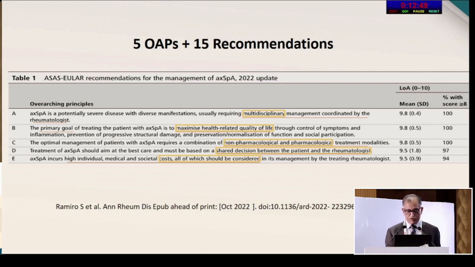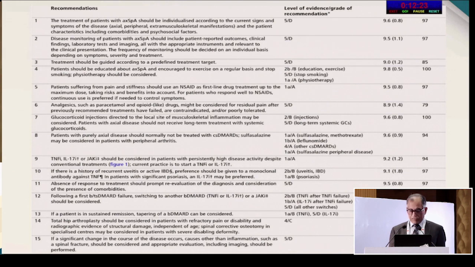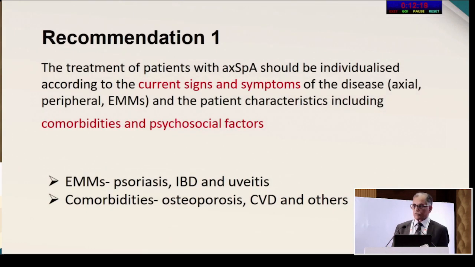The third is that optimal management has to comprise 2 major things, pharmacological as well as non-pharmacological management. Both are very important. The fourth is that the treatment should be based upon shared decision making, which is very important between the patient and the rheumatologist. And lastly, the treatment has to be cost sensitive, because huge costs are involved sometimes. So you must take into account what is sensible to do. And these are the 15 recommendations. You don't have to read these, but I'll go through each one of them on each slide.